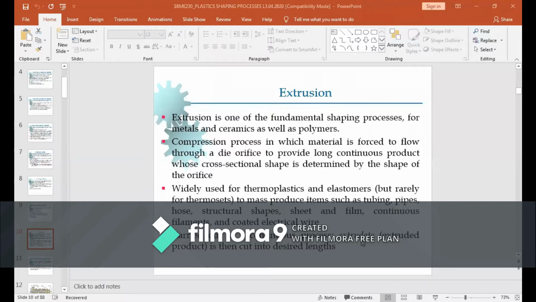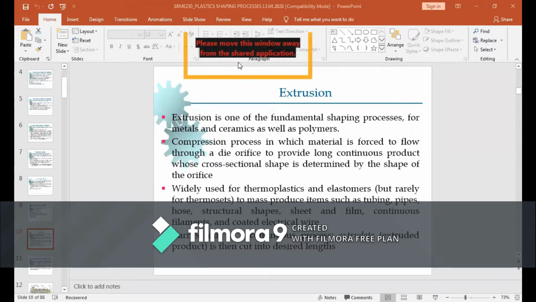It is a compression process. Extrusion is a compression process in which the metal or the polymer, the polymer will be in the form of a pellet, or they will have the plastic material in the form of a pellet or in the form of a powder. Extrusion is a compression process in which material is flowed through a die orifice to provide a continuous long product whose cross section is determined by the shape of the orifice.